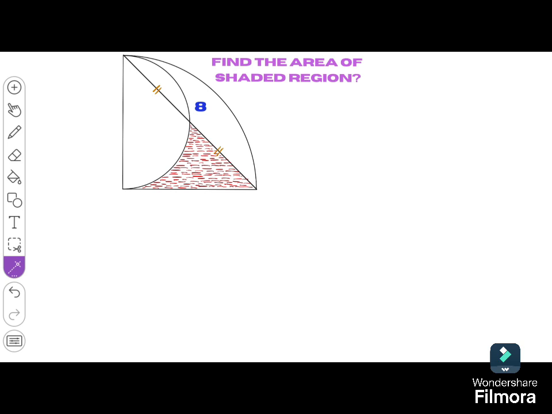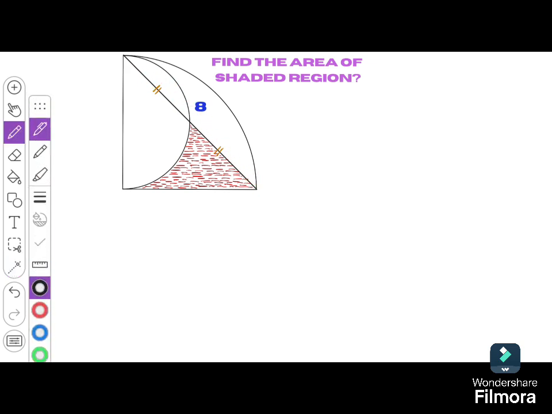Today we are going to solve this geometric problem. There is a quadrant, and in this quadrant you can see, by considering this as a diameter, one semicircle has been constructed. This semicircle bisects the hypotenuse of this right angle triangle. The length of the hypotenuse is also given, 8 centimeter.